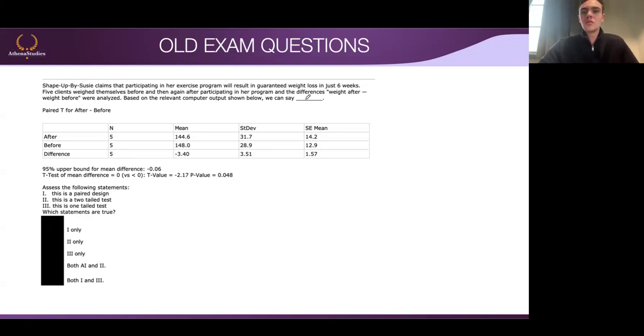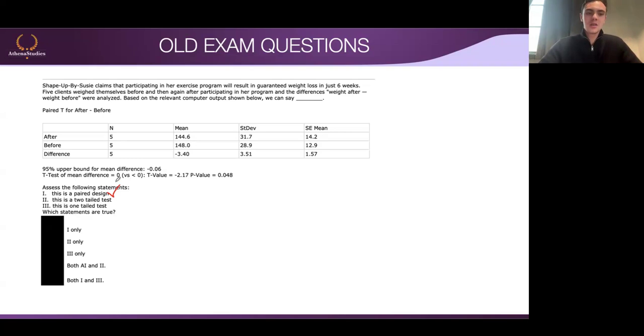She is guaranteeing you a weight loss after 6 weeks. So 5 clients weighed themselves before and after participating. So we know for sure, if you remember what I said a few minutes ago, if you have something before and after, that's always, always, always a paired t-test. So we know for sure statement 1 is correct. That's a paired design, a paired test, a paired t-test, call it whatever, it's paired.